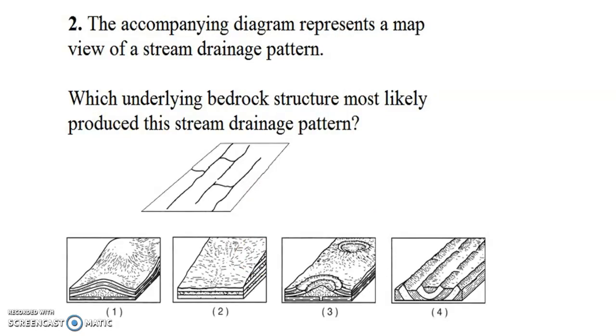If we look at this one, here we have that trellis pattern. And it's asking which underlying bedrock structure most likely produces this stream drainage pattern. Well, it would have to be number 4, right? Number 4, again, we get this trellis pattern when we have rocks that have been folded. The more resistant rocks take longer to weather, so they end up forming ridges. And the softer rock in between weathers and erodes away and makes little valleys, and we end up with this trellis pattern.